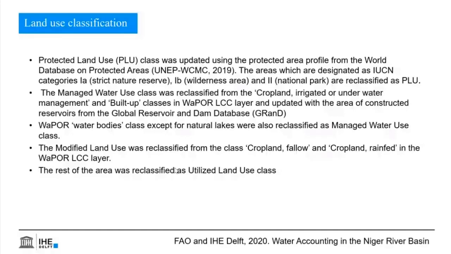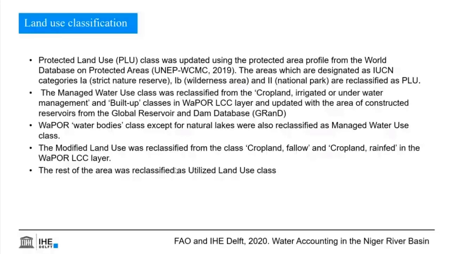And also for managed water use, we use the irrigated cropland and built-up classes in the land cover classification maps, and also constructed reservoirs from the global reservoir and dam database. Again, this global database might not always include all the reservoirs, especially newly constructed reservoirs in the basin, because the database, I remember, is from 2011 or something. So if there's some newly constructed reservoir, you also need to take this into account.